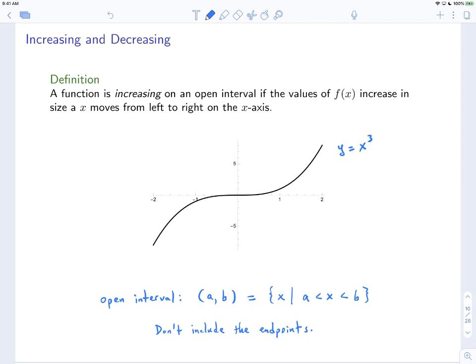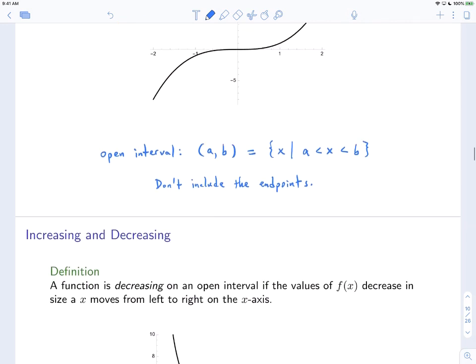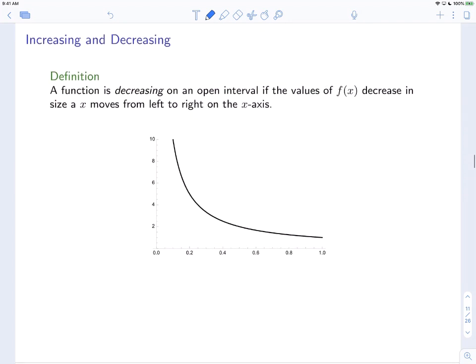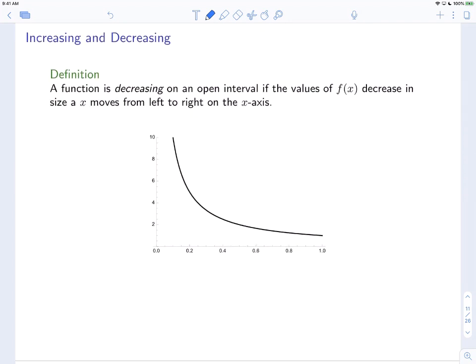So if there's such a thing as an increasing function, it's easy to believe there's a decreasing function. So a function is decreasing on an open interval if the values of the function decrease in size as x moves from left to right. So here, this is the graph of y equals 1 over x, at least for x positive. And as you can see, as x is going from left to right, that means x is increasing, the y values are actually getting smaller.